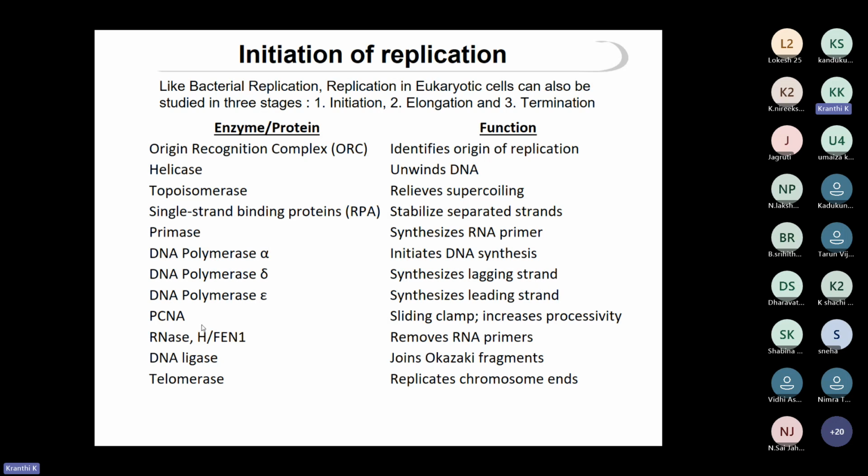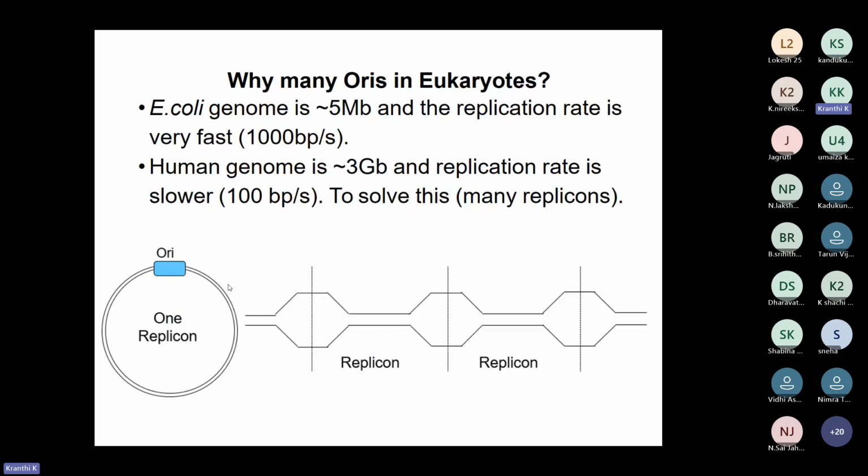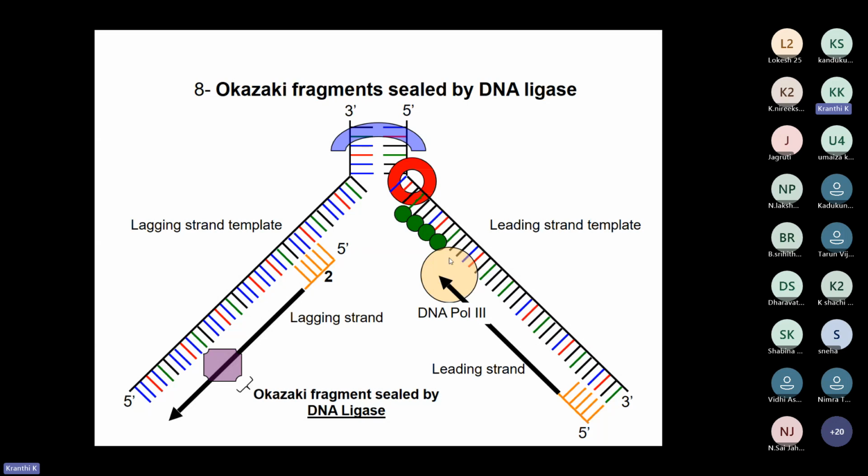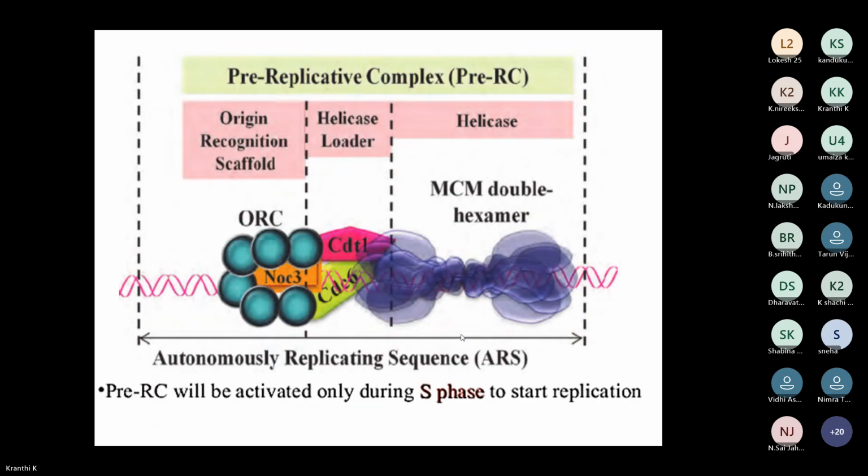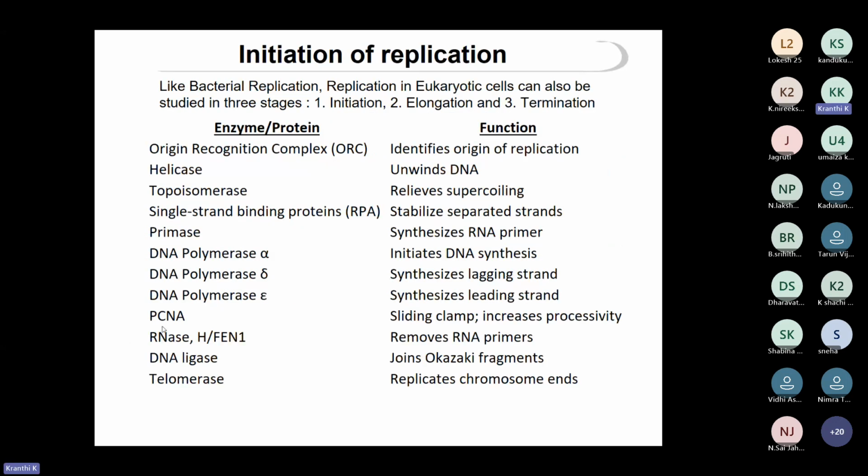Then there is PCNA also available. PCNA is not available in prokaryotes. What is this PCNA? It acts as a clamp. For example, let us assume this is a polymerase attached to this strand. Sometimes there is a chance of this polymerase falling off. So to keep the polymerase from falling off, there is PCNA. What does PCNA do? It acts as a sliding clamp and increases processivity. It increases the processivity of the polymerase activity, and it also holds the polymerase as a clamp.